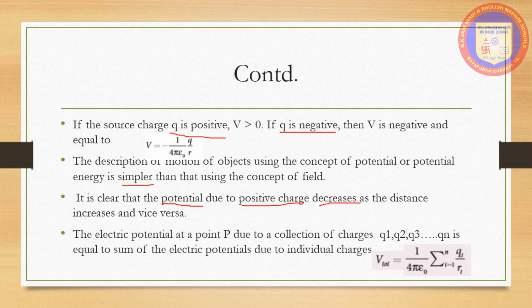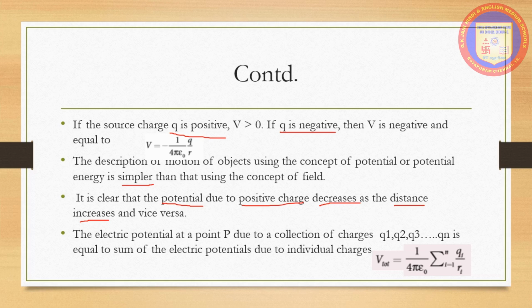The electric potential at a point P due to the collection of charges Q1, Q2, Q3, etc. up to Qn is equal to the sum of the electric potential due to the individual charges. So V total is equal to 1 by 4 pi epsilon naught into summation i equal to 1 to n Qi divided by ri.